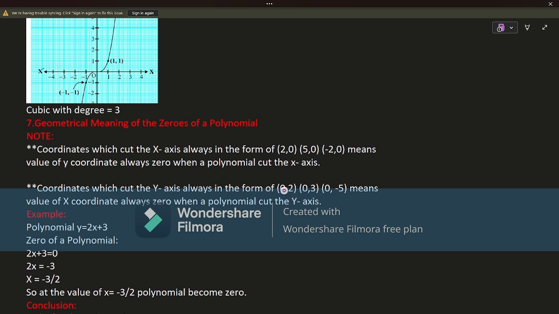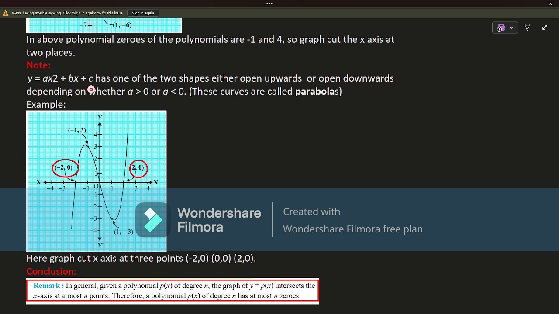So when the x coordinates are 0, these 3 points lie on the y-axis. The same thing I have explained here. ax square plus bx plus c is the basic expression of a quadratic equation. Based on the value of a, we can conclude whether it is a U-shaped curve or an inverted U-shaped curve.